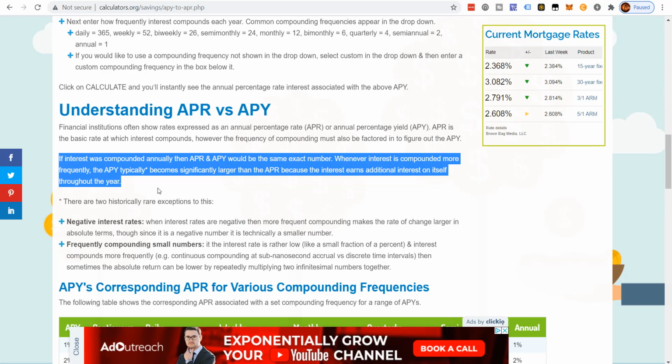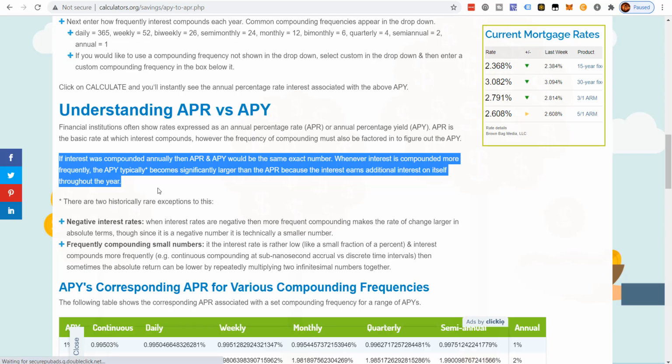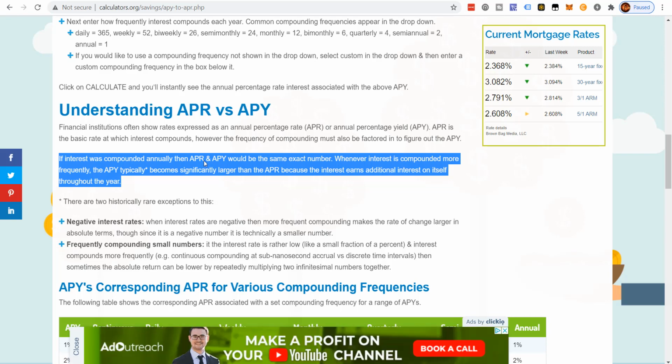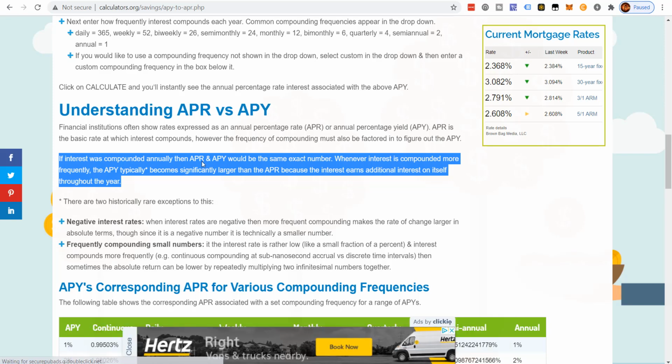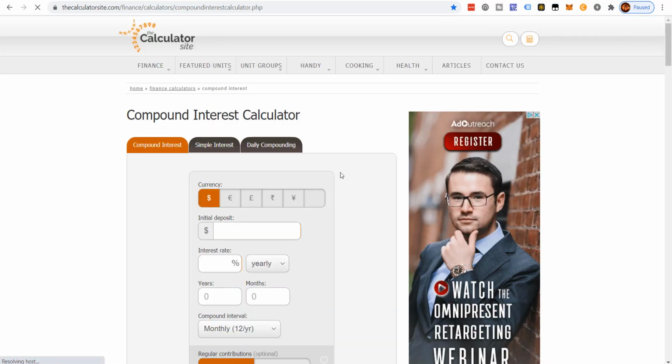So another way to think about this is APR is the rate at which you're earning, the real-time rate. APY is what you've earned over the year after all compounding has occurred. If you're compounding, say, once a month, then APY is going to be much higher than APR because you're going to be earning interest on top of interest, gains on top of gains. And here's what that looks like in practice.